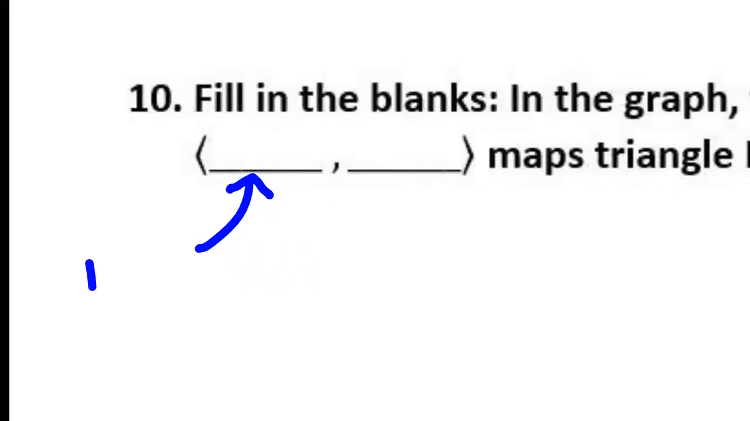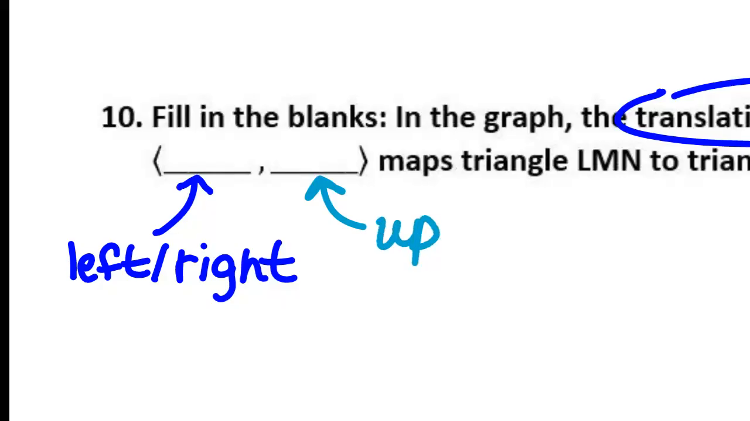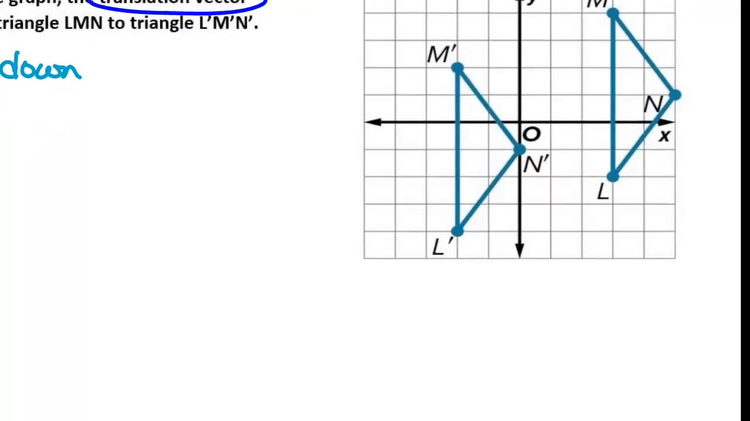Left and right. What does the second part of the vector tell us? Up, down. When we are looking at the two shapes on the graph, we need to know which one we started with and which one is the new one. So which one, the one with primes or the one without primes, is the original one?